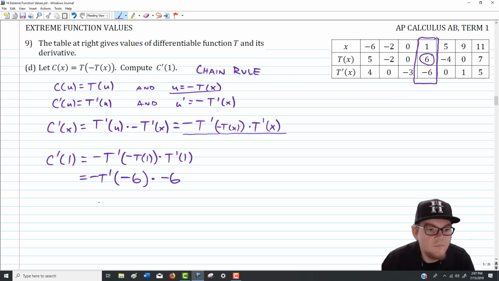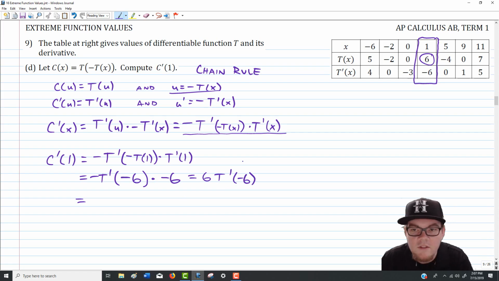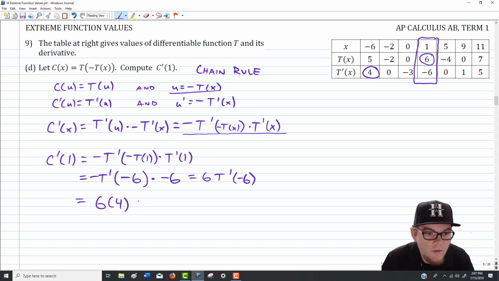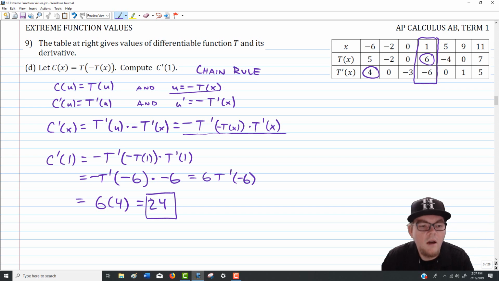Finally, simplifying this a little bit, we got negative something times negative 6 is positive 6 t prime of negative 6. To finish this off, we need t prime of negative 6, which turns out is 4. So we're going to get 6 times 4 is 24. And there we have our value of the derivative of c at x equals 1.